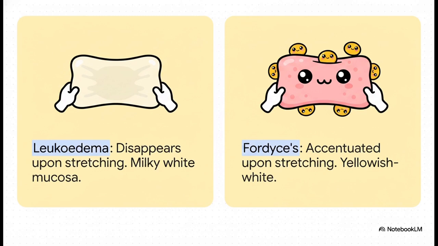Histologically, that's due to that intracellular edema of prickle cells we just talked about. On the flip side, Fordyce's granules are yellowish-white papules. When you stretch the mucosa there, they actually become accentuated. They pop out more. Why? Because they're ectopic sebaceous glands sitting just under the surface. So remember, disappears on stretch equals leukoedema. Accentuated on stretch equals Fordyce's.